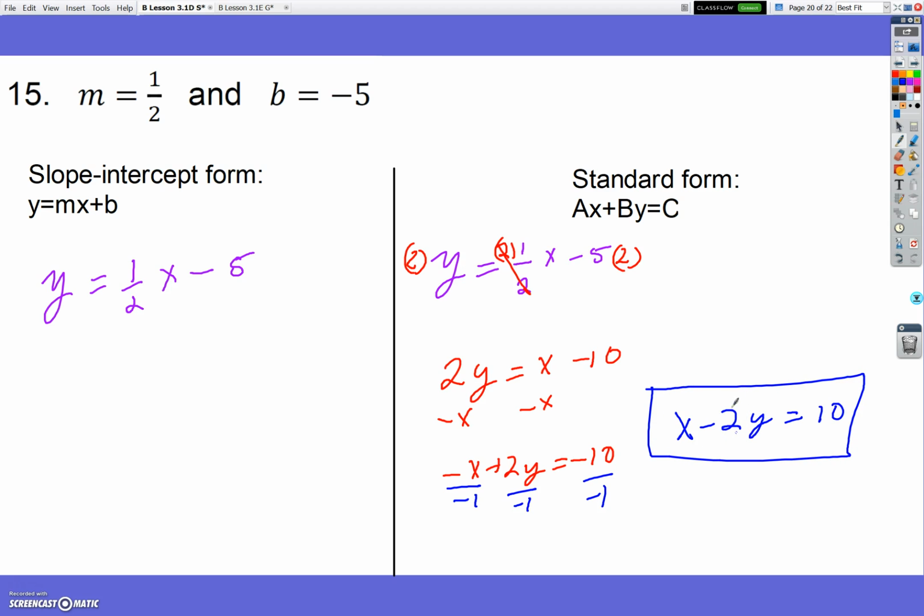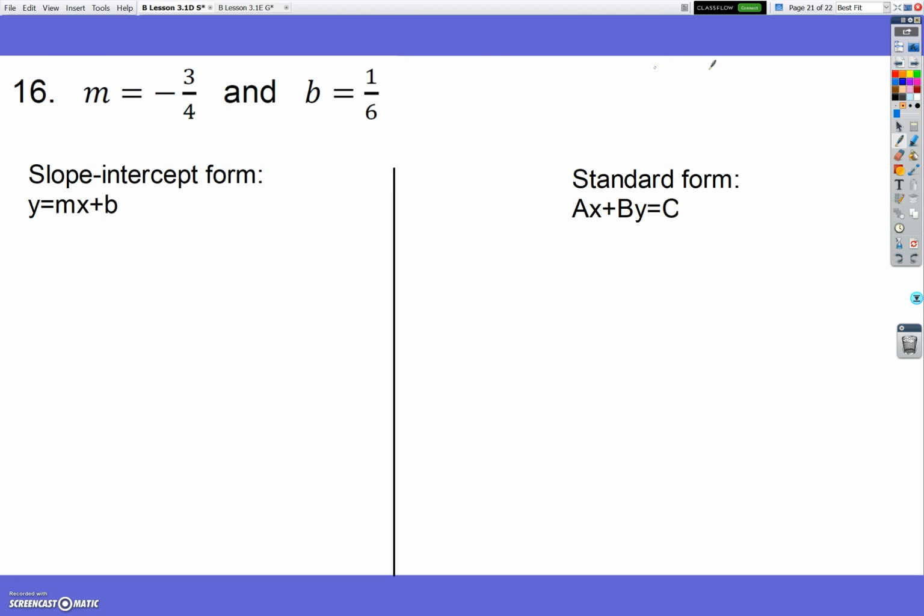Remember the rules. X and y are on the left side of the equal sign. My x value is positive, and there are no fractions and no decimals. Alright, so let's go and look at this one. We're going to have even more tricky because we're going to have even more fractions and decimals and stuff.